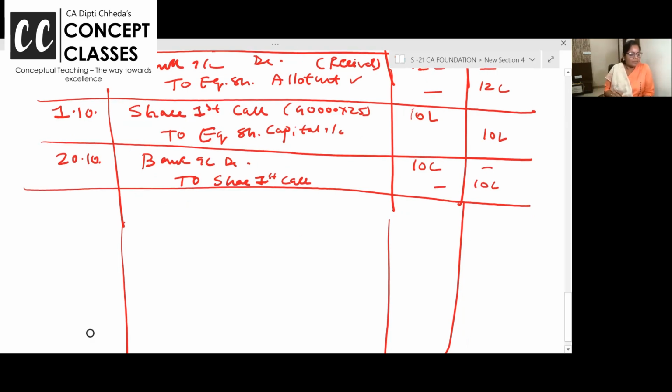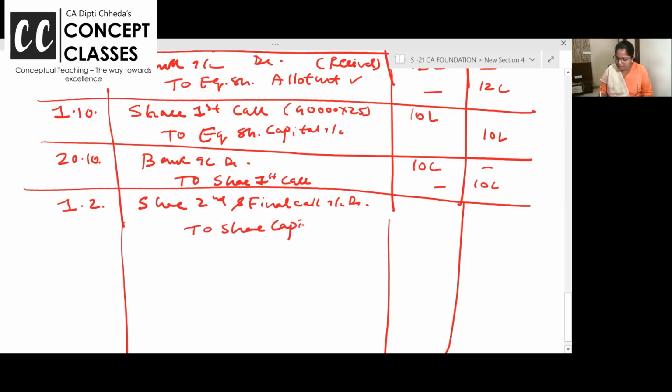Now, 1st February, we have made the second call due. Share second and final call account debit. Second and final call account debit to share capital. 40,000 shares, final call is 25. So 10 lakhs. 10 lakhs.